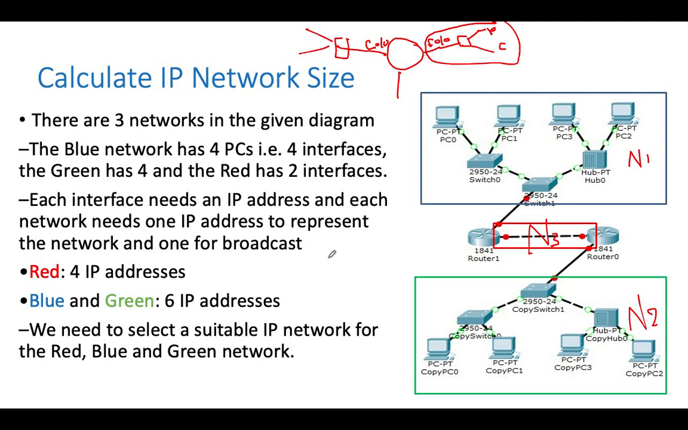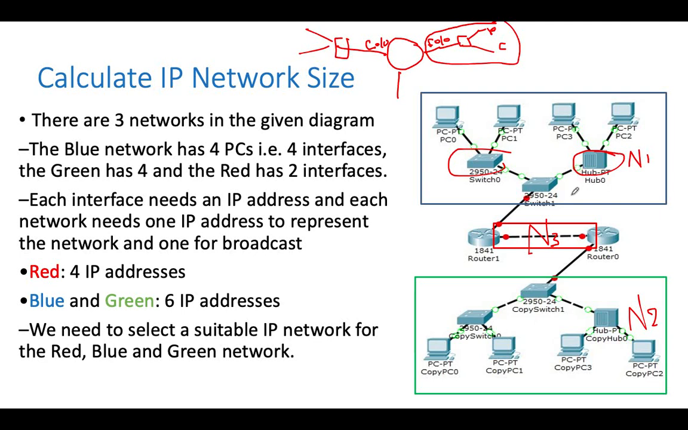One thing, away from your study, that hasn't been covered here: why do we have a switch here and a hub here? I mentioned before that the basic difference is that a switch is a smart device and a hub is a dumb device. A switch does multicast, a hub does unicast. What does that mean? I just wanted you to understand.